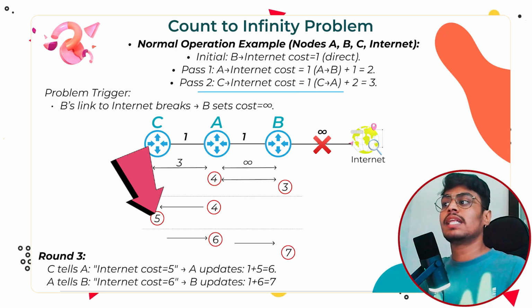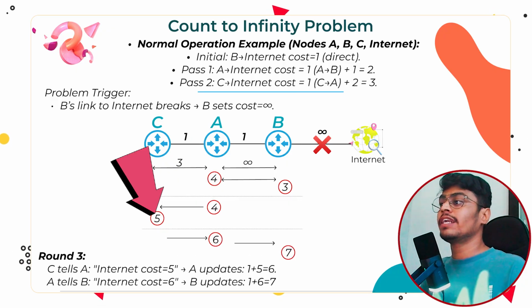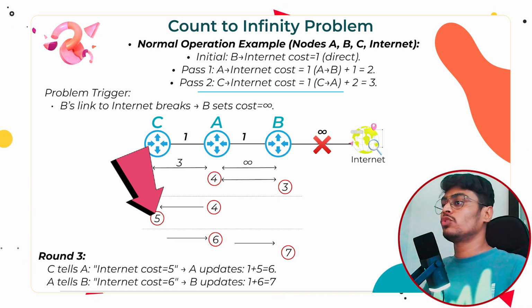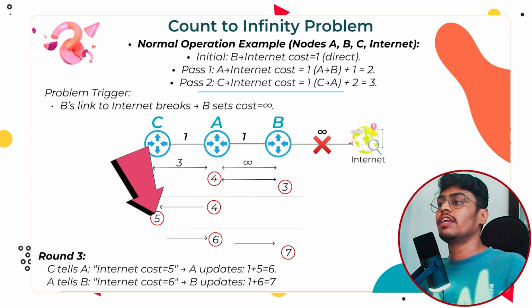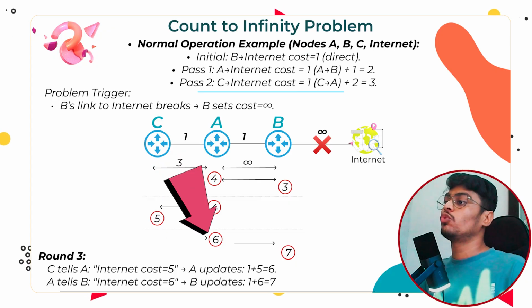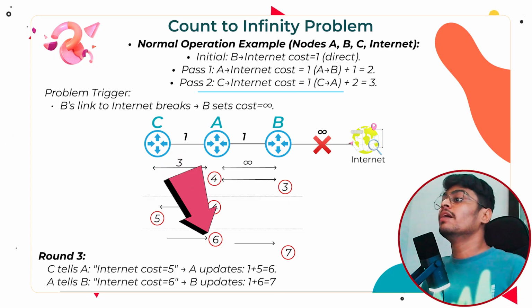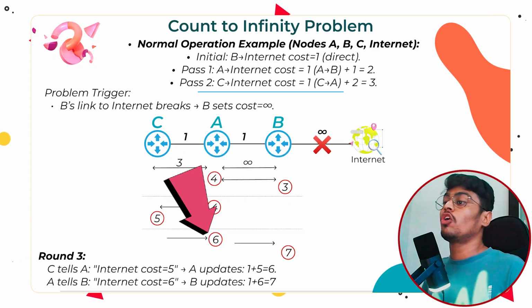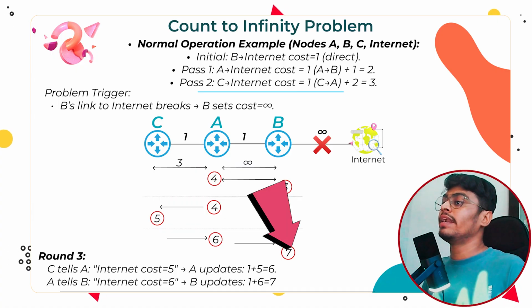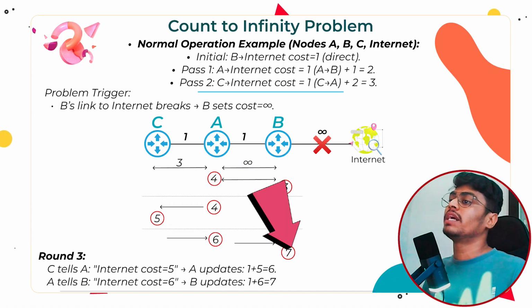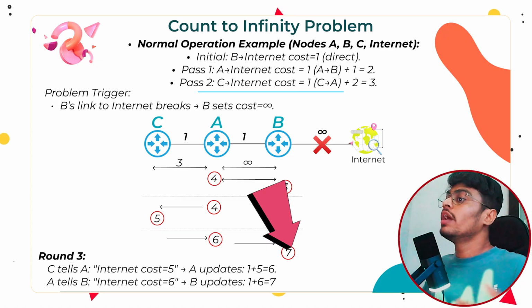After the third round, C tells A that it can take A to the internet at cost 5. A calculates cost to C equal to 1 and C's cost to the internet is 5, so A updates its cost to the internet as 6. A tells B that it can take B to the internet at cost 6. B calculates cost to A is 1 and A's cost to the internet is 6, so it becomes 7. B updates its cost to the internet as 7.